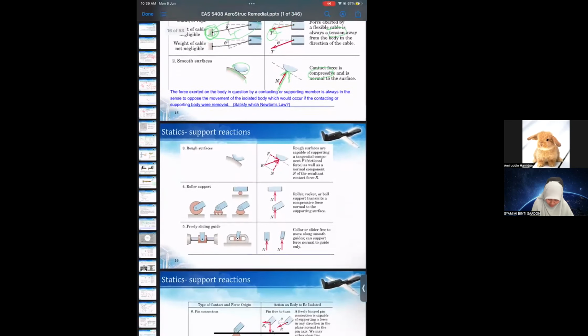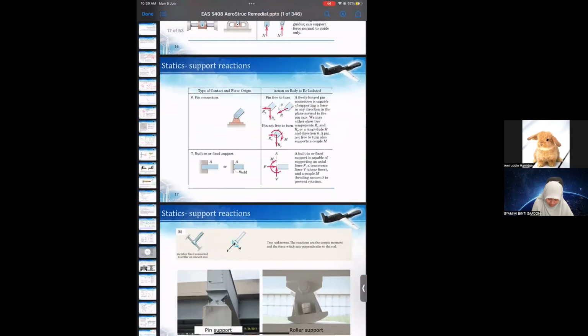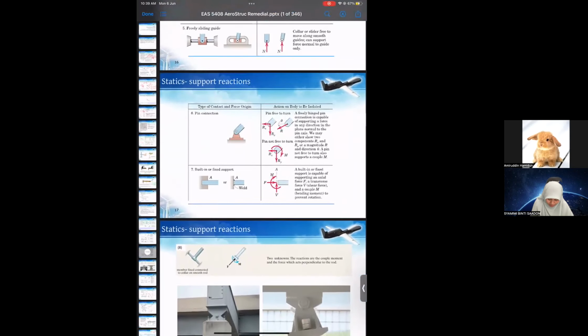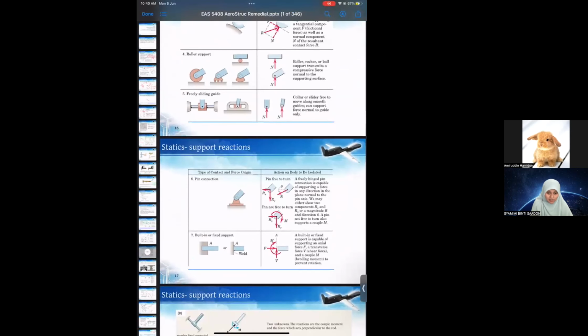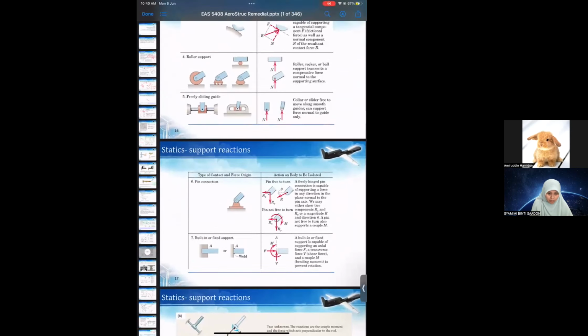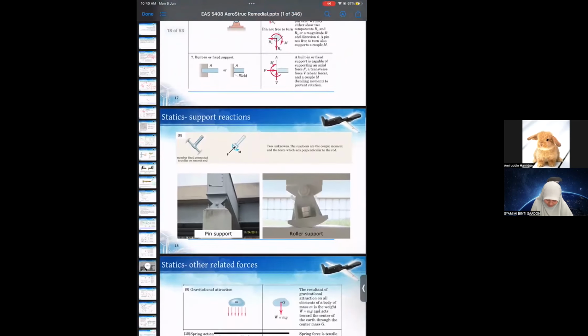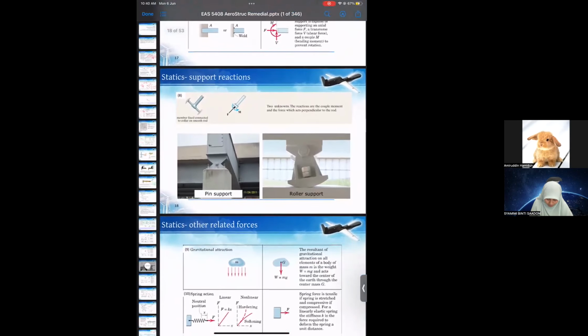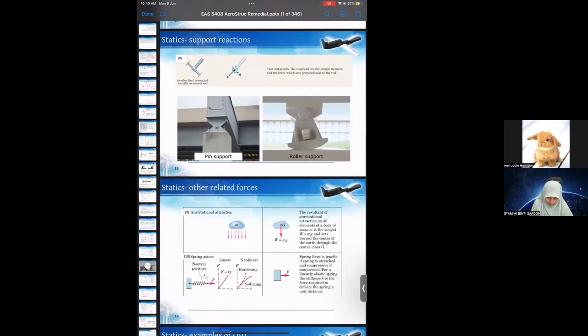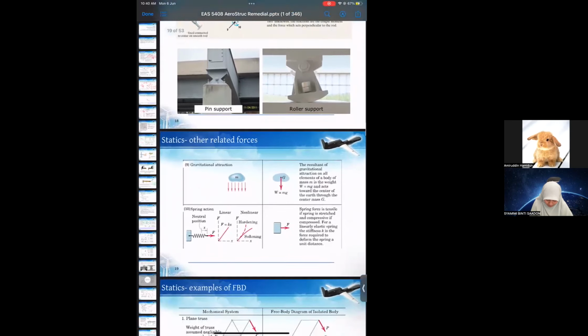And the rest: rough surface, roller support. Those are the examples of the reaction. So, action force caused on a body. Even though the body is fixed and doesn't move, there is always a force, normal force, or tension force, etc., acting on the particles, on the materials. For example here, pin support, roller support. Those are the support reactions acting on the material.